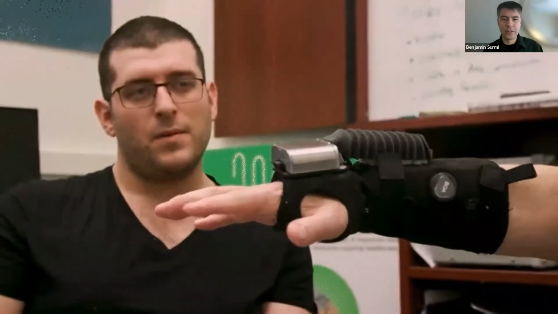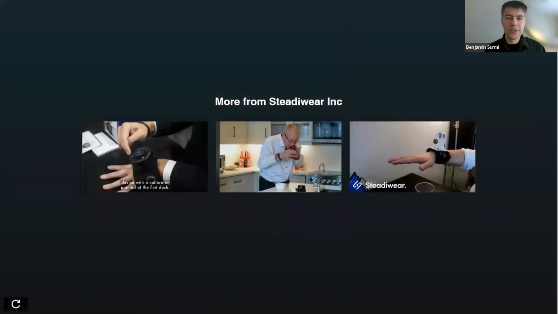That's without the glove. And then this is with the glove. You can see the huge difference that it made to that gentleman.